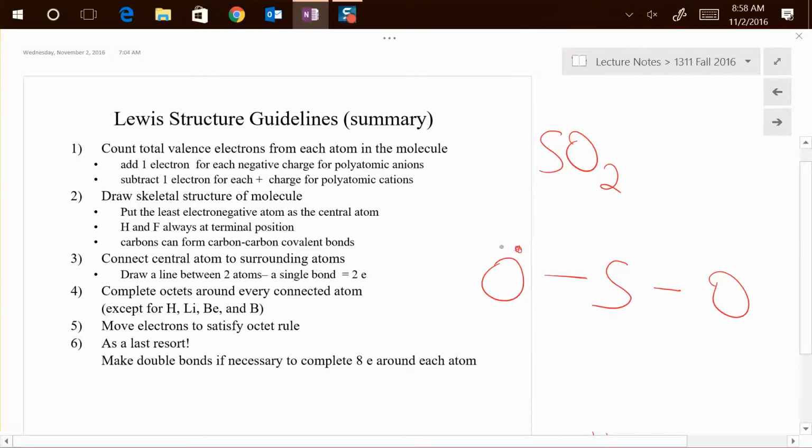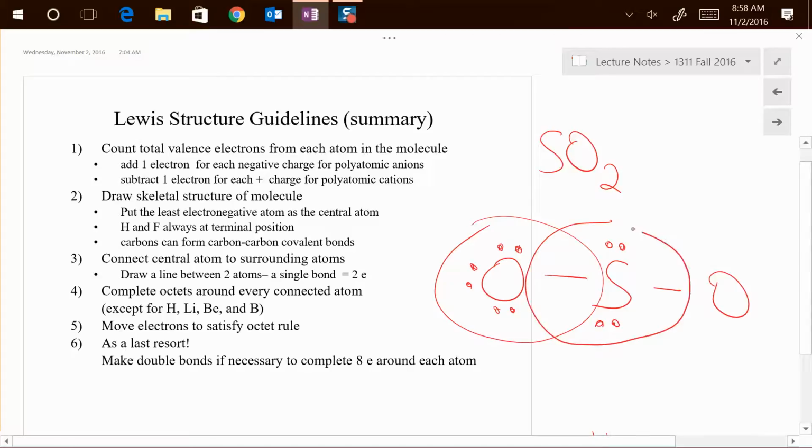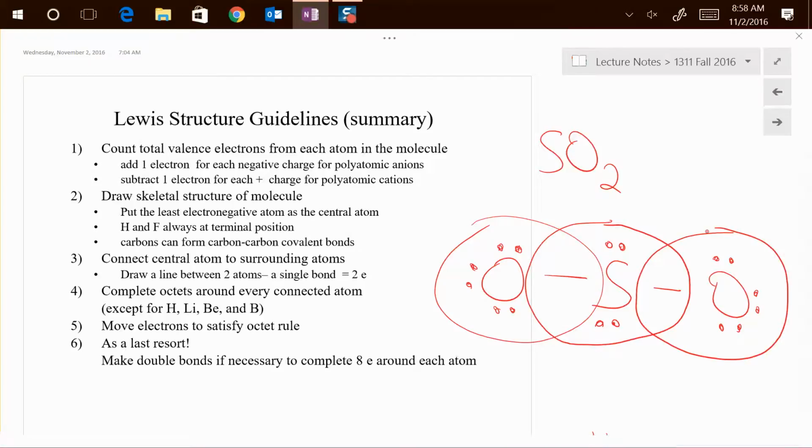Okay, in pairs, I'm going to put 3 more pairs on this oxygen to have 8. So now it has 8. What am I going to do to the sulfur? Right now it only has 4 electrons on it. It needs 4 more, right? Now it has 8. Now everything has an octet.